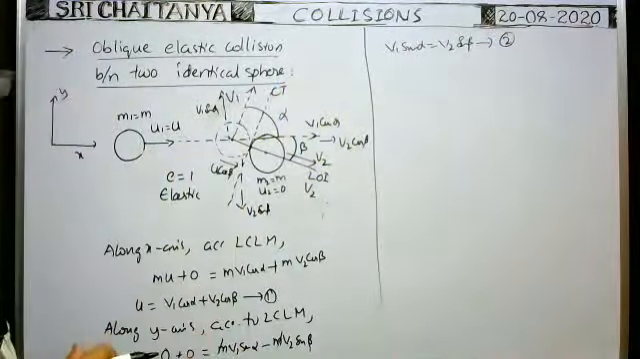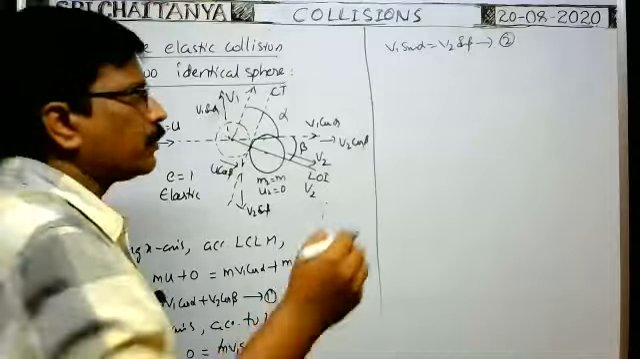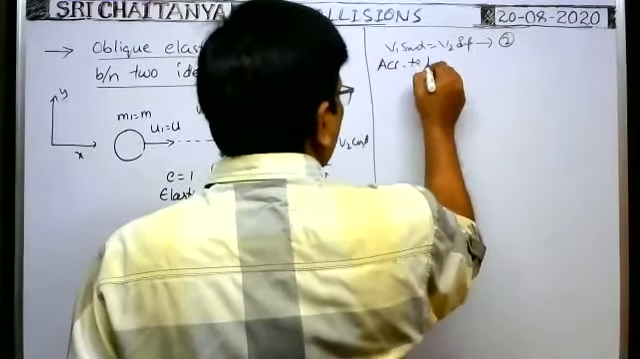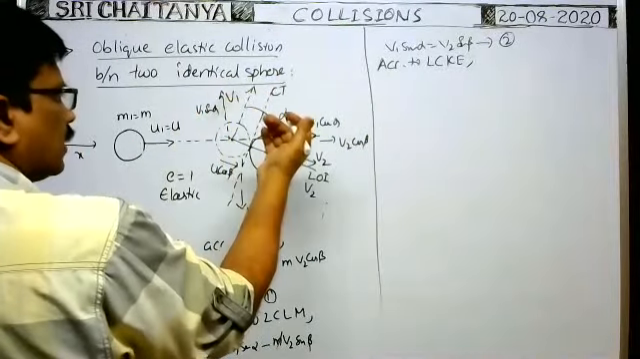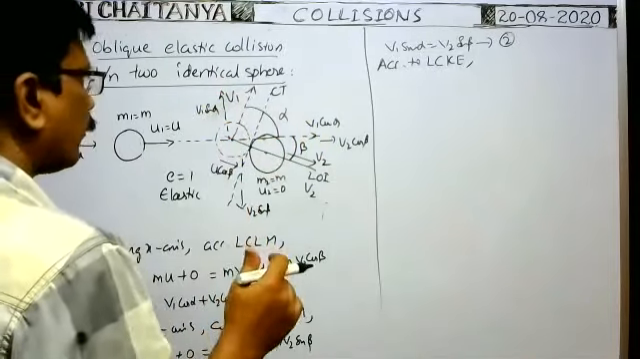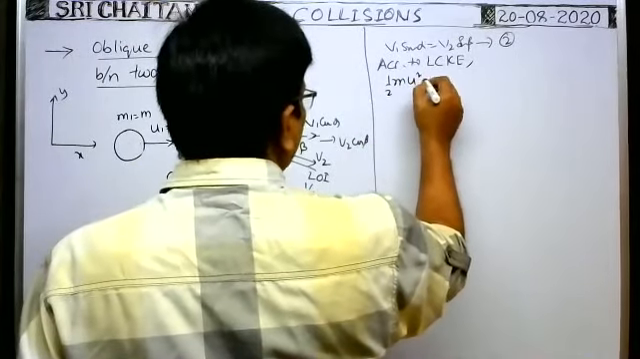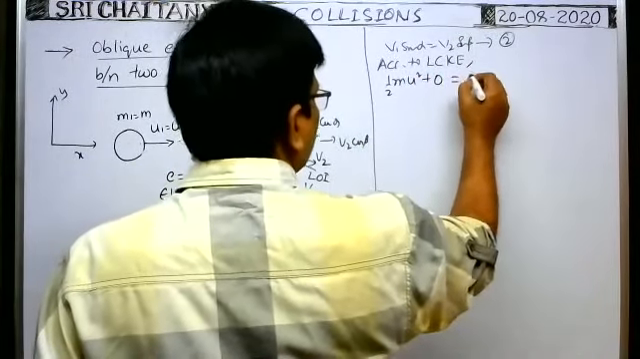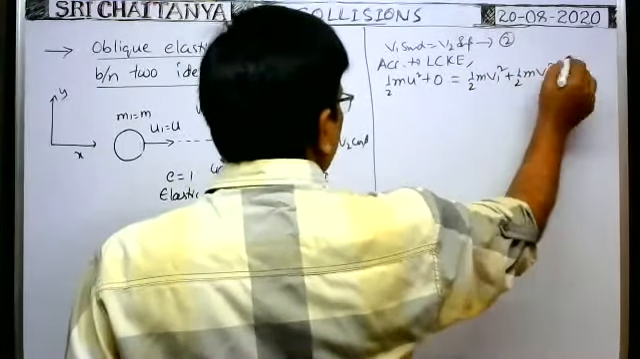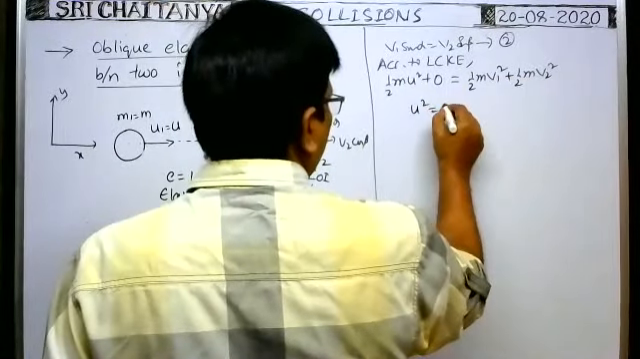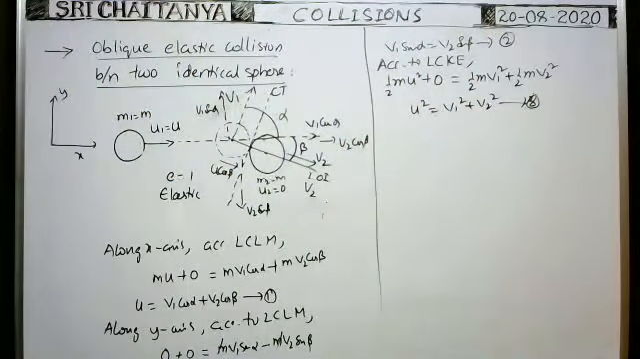Next, as the collision is elastic, the bodies obey the law of conservation of kinetic energy. According to the law of conservation of kinetic energy, the total kinetic energy of the system before collision is equal to the total kinetic energy of the system after collision. Before collision, only the first sphere has kinetic energy, so half m u square; the second sphere is at rest initially. After collision, the kinetic energy of the first sphere is half m v1 square plus the kinetic energy of the second sphere, half m v2 square. Half m can be cancelled, then u square is equal to v1 square plus v2 square. This is equation 3.